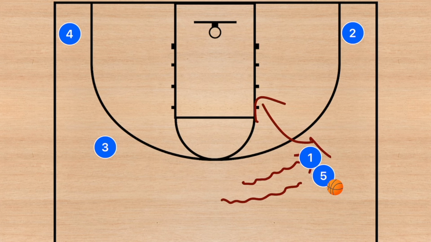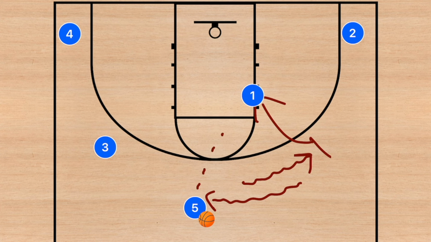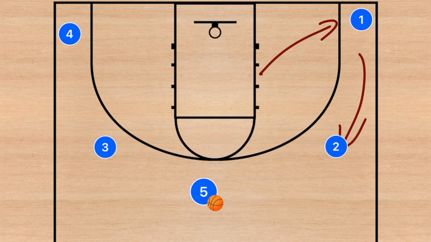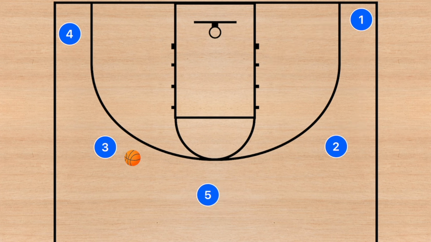Player 5 then dribbles off towards the point. Player 5 can look for player 1. If he's open, hit him up, layup. But let's say he's not open. Player 2 lifts. Player 1 fills out. Let's say player 5 doesn't do a dribble handoff over here. Let's say he passes left.